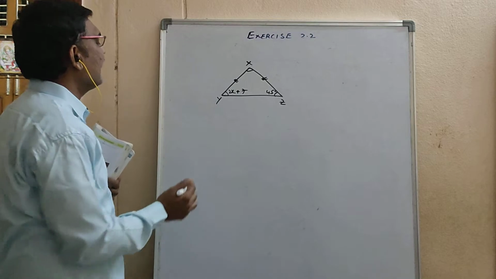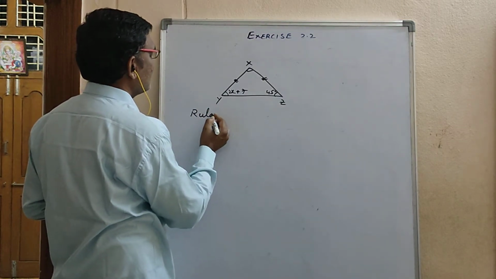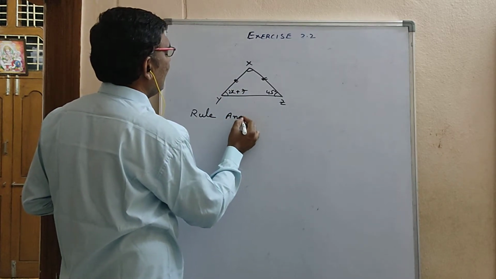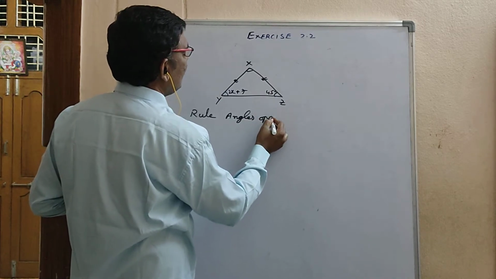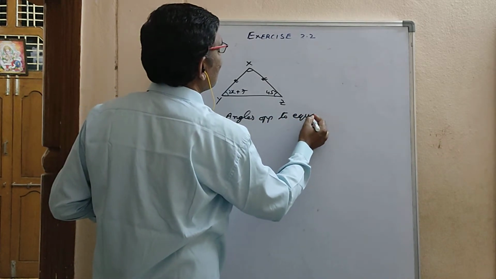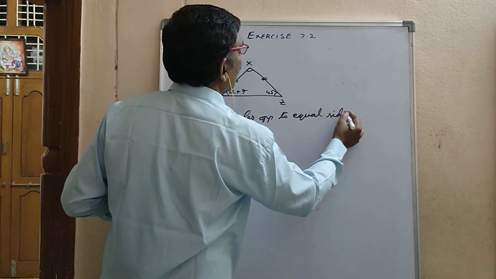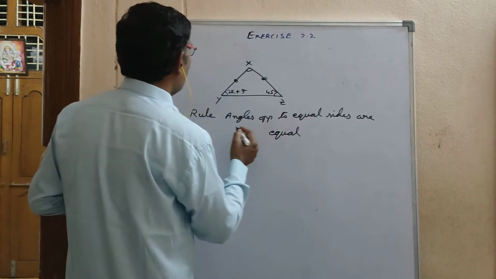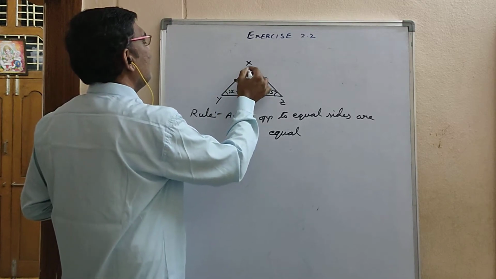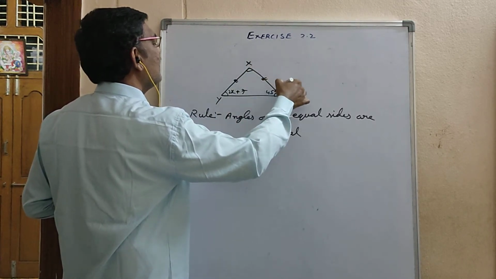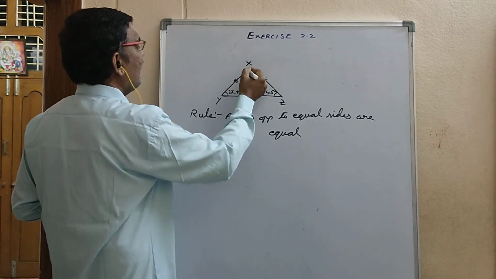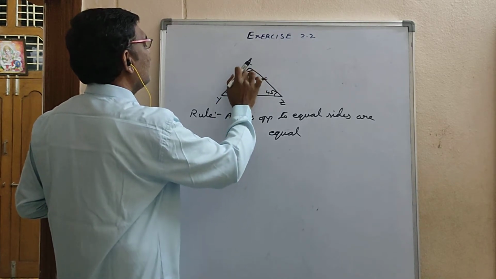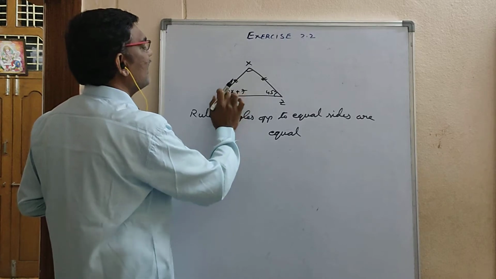To do that, again a rule. The rule is: angles opposite to equal sides are equal. You have to write here, angles opposite to equal sides are equal. So it is one rule. By using this rule, XY is an equal side, XZ is also an equal side. For this XY side, these two angles are called adjacent angles.